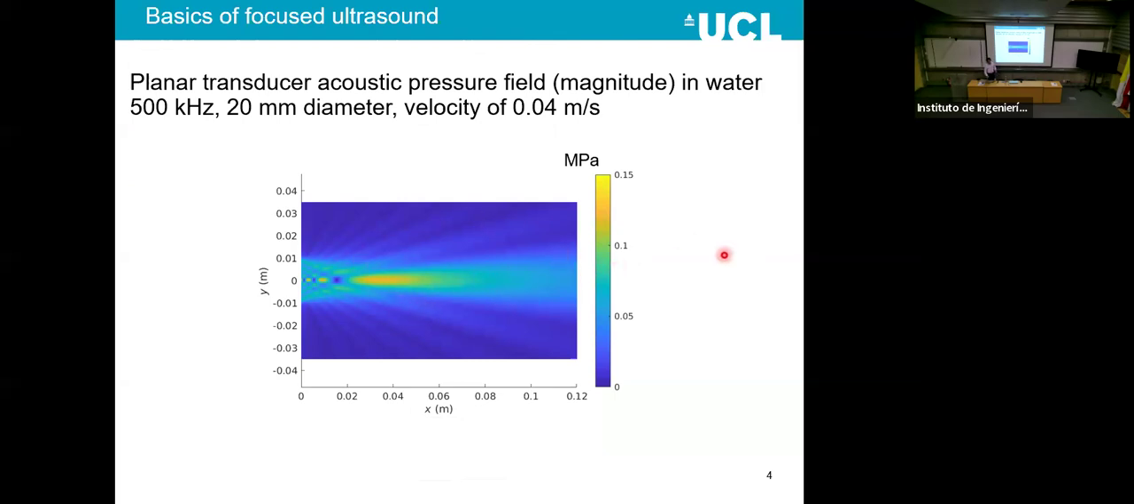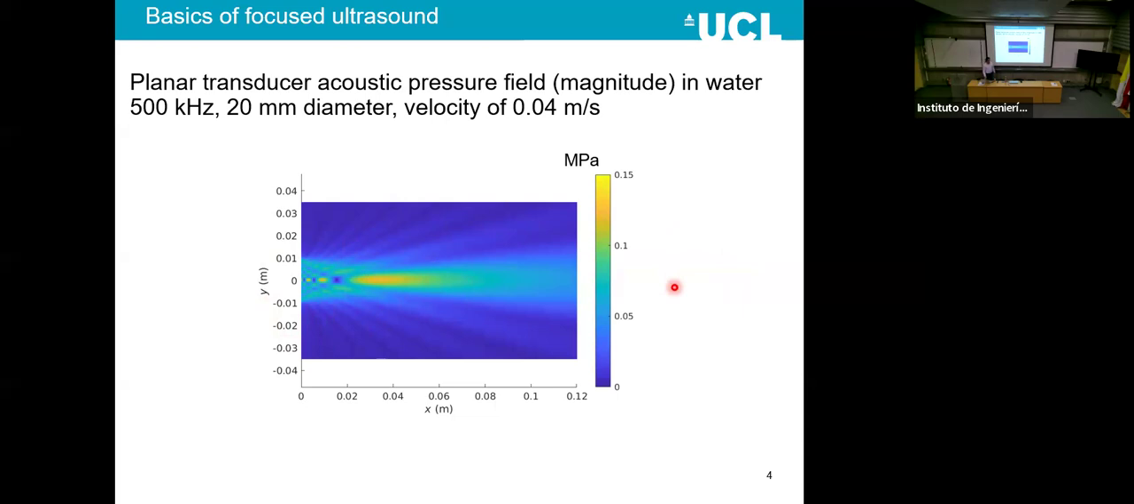This is for a planar circular piston vibrating, rigidly vibrating in an infinite baffle, and this is in water at a frequency of 500 kilohertz. The transducer has a diameter of 20 millimeters, and it's vibrating at 0.04 meters per second. So you get this well-known pattern. You have the near-field interference pattern. You have your last axial maximum, and then eventually this decays away.